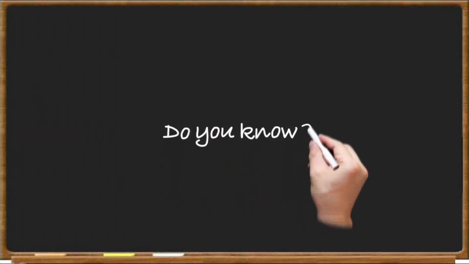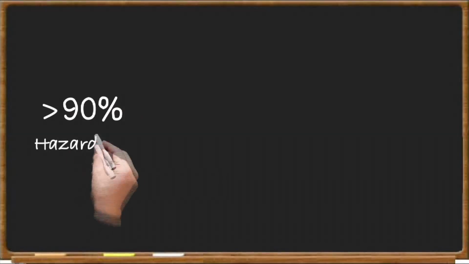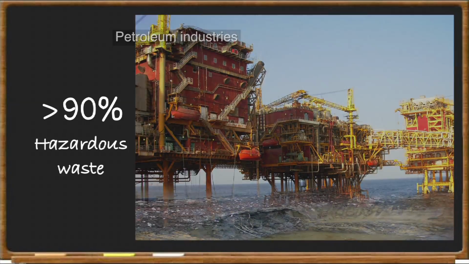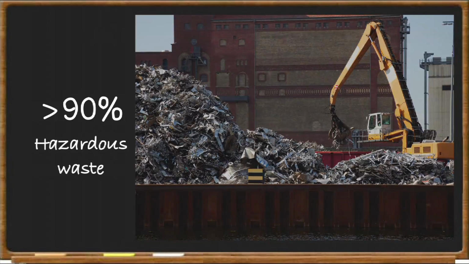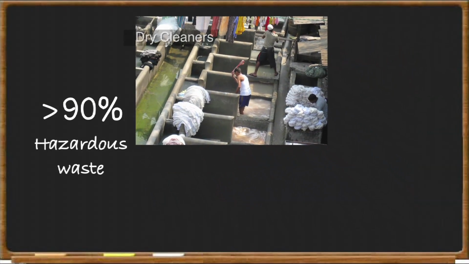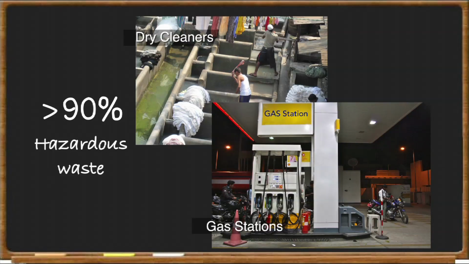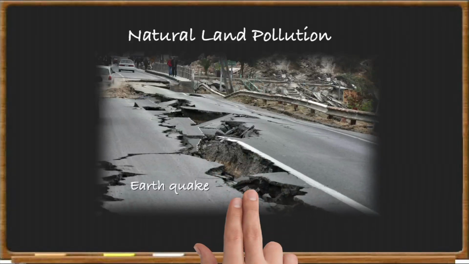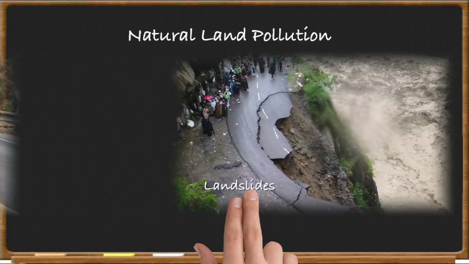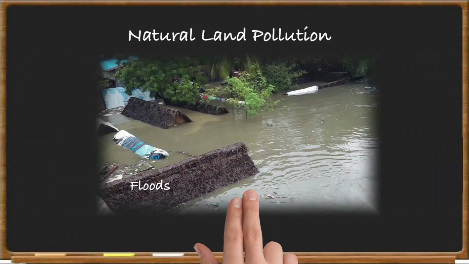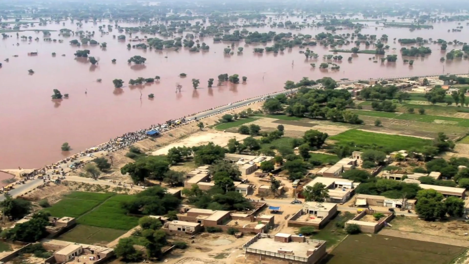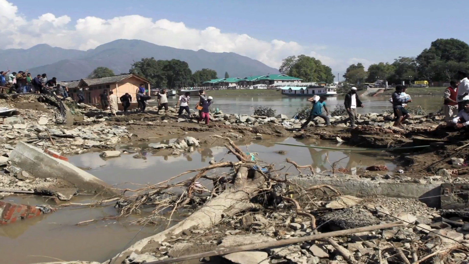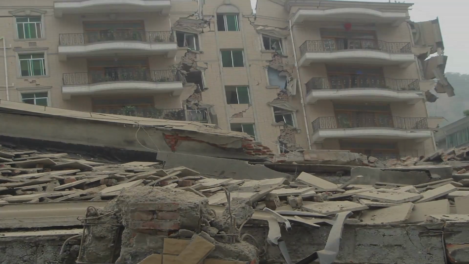Do you know more than 90% of hazardous waste is produced by chemical, petroleum, and metal-related industries and small businesses such as dry cleaners and gas stations. Natural land pollution occurs massively during earthquakes, landslides, hurricanes and floods. All cause hard-to-clean mess, which entails huge expenses and may sometimes take years to restore the affected area.